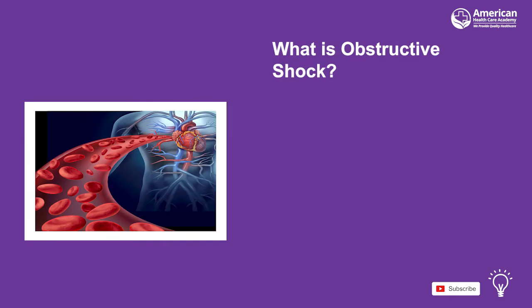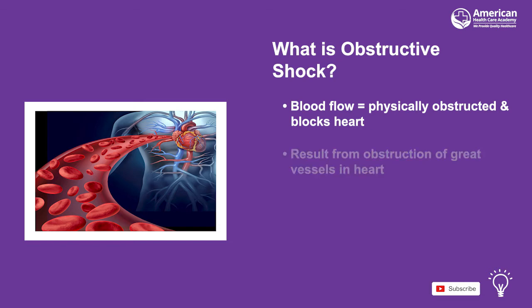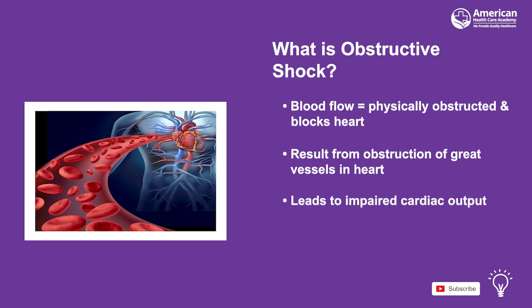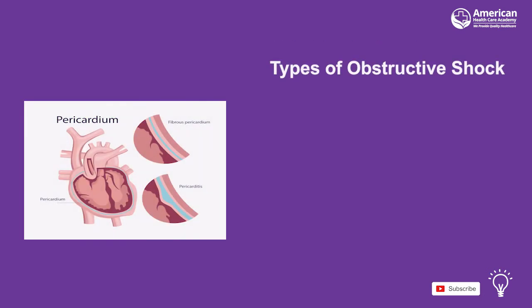The fourth and final form of shock seen in children is obstructive shock, which is when blood flow is physically obstructed, blocking the heart. This is the result of an obstruction of the great vessels of the heart and leads to impaired cardiac output. The proper management of obstructive shock revolves around the correction of cardiac output and tissue perfusion.